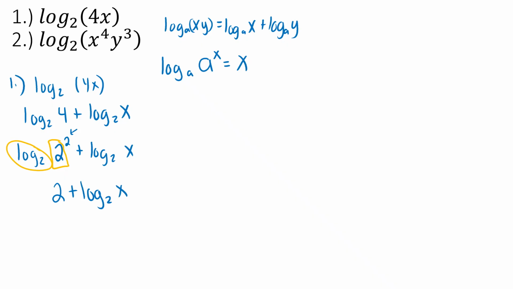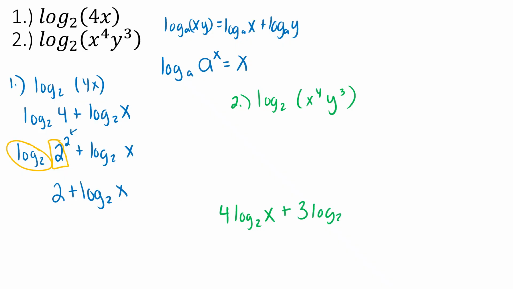Second one, we have log base 2 of x to the 4th, y to the 3rd. Now, I mentioned in the video lesson that these are doable in one step. So if I were doing this just for myself, I would say 4 log base 2 of x plus 3 log base 2 of y. And if my students do that, I do not question it. I know this is completely reasonable to expect them to do. However, if this is the first time you have done problems like this, then the work might look something like this.